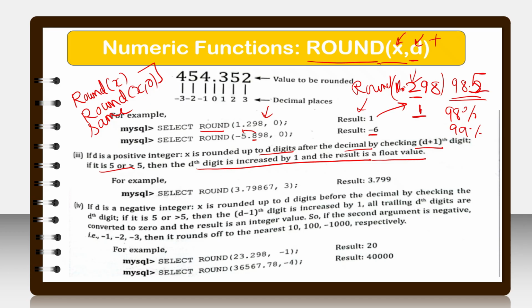Now minus this 3. Now we have to move to two sides. One is the left side, one is the right side. If the value is positive, we will move to the right side. So this is 1 place, 2 place and 3 place. The third has to be rounded off on the basis of the fourth place. So this fourth number is greater than 5, the 6. So we will increase it by 1. So the answer is 3.799. Next, we will check the d plus 1th digit, and on that basis we will round off the dth digit.